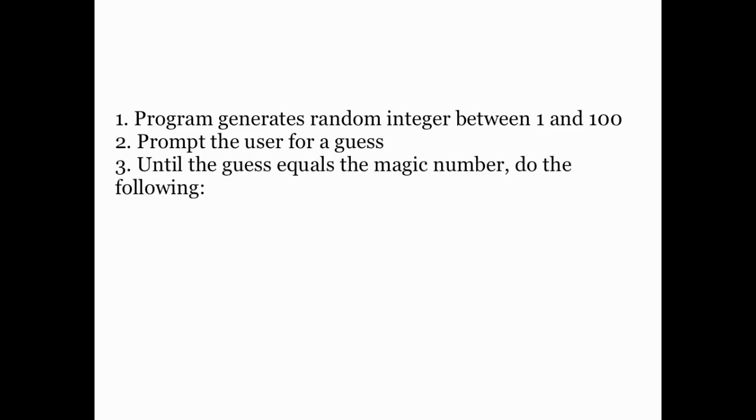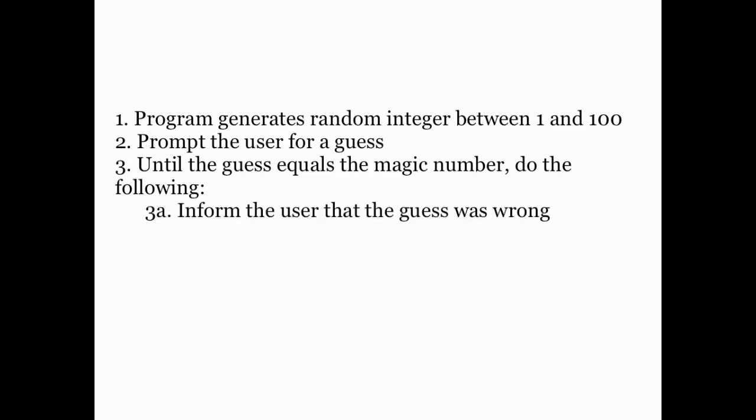So we're going to start our new improved game the same way we started before, by having the program generate a random integer between 1 and 100. We're still going to prompt the user for a guess, but now, until the user's guess equals the magic number, we want to let the user keep guessing. So until the guess equals the magic number, do the following.